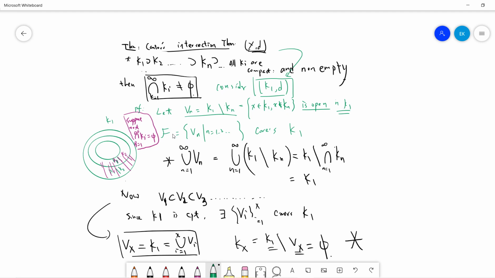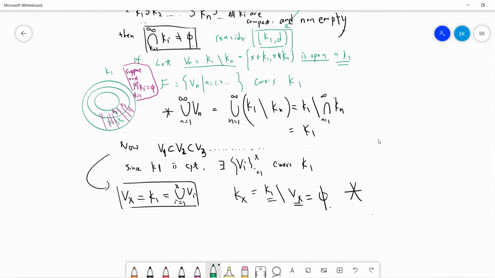So let's define F to be the collection of the Vn, n from 1, keep going, right? Obviously F covers K1. The reason is that if you take the union of all these K1 delete Kn, you get K1 delete the intersection of all the Kn. Since the intersection is empty, deleting the empty set gives K1. So F covers K1.